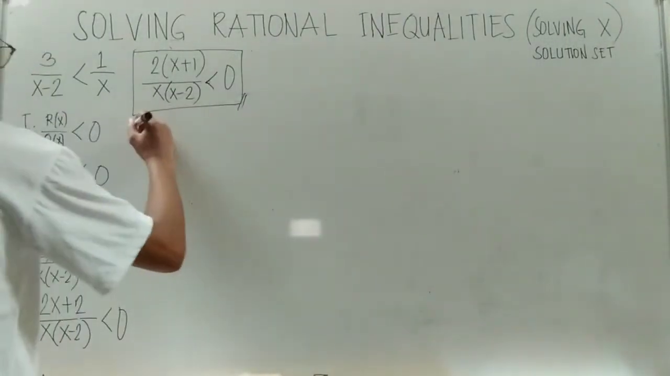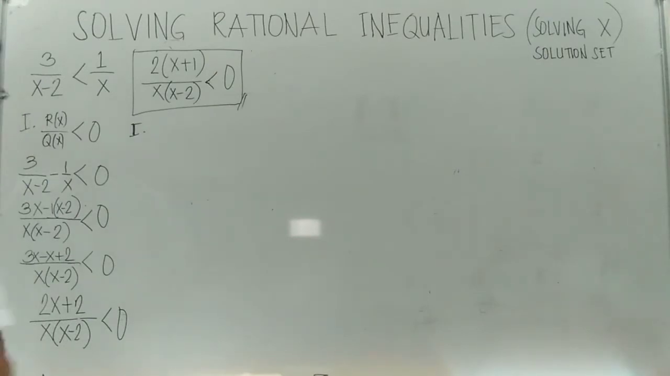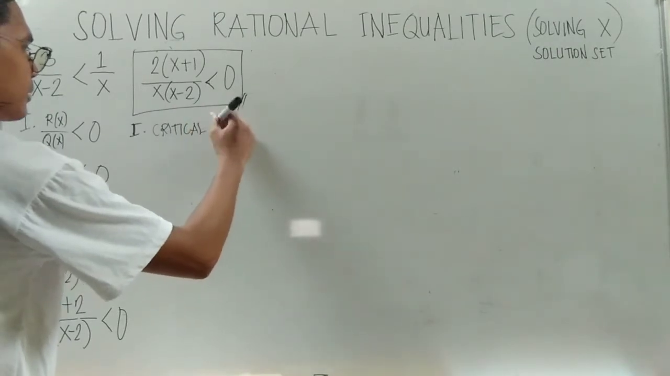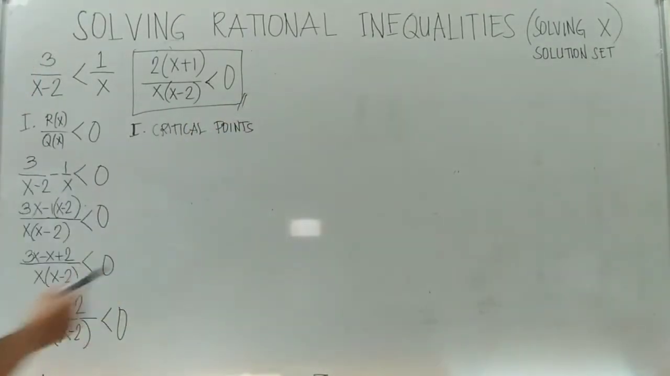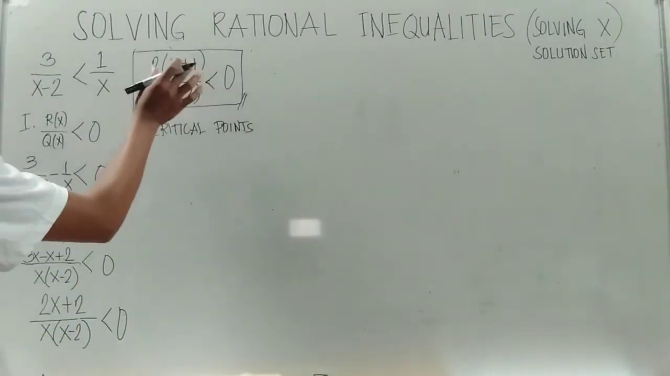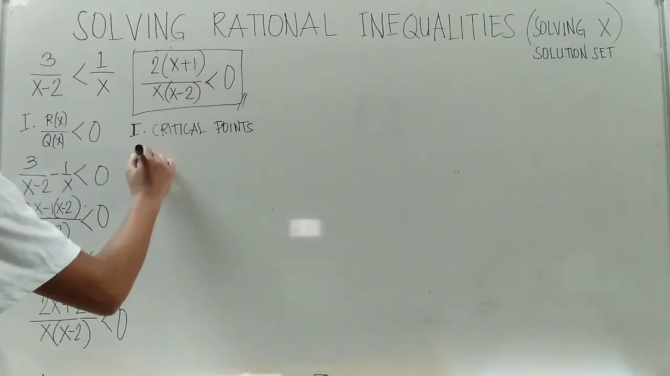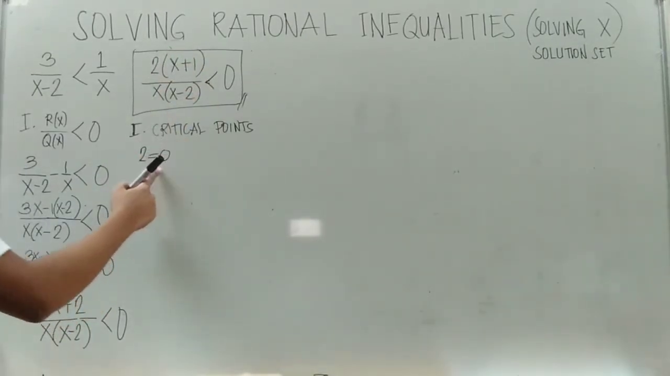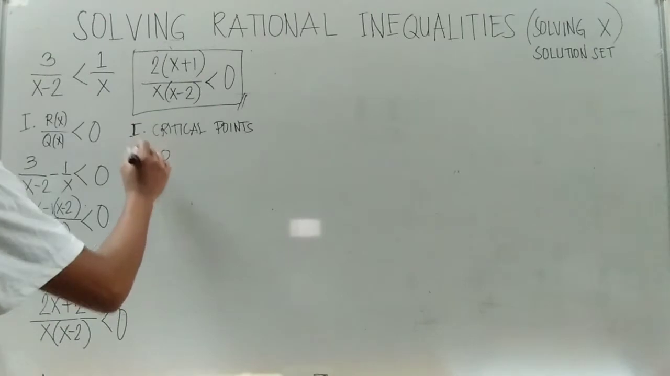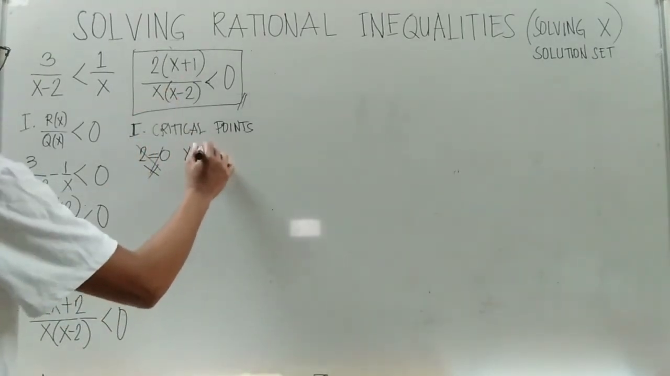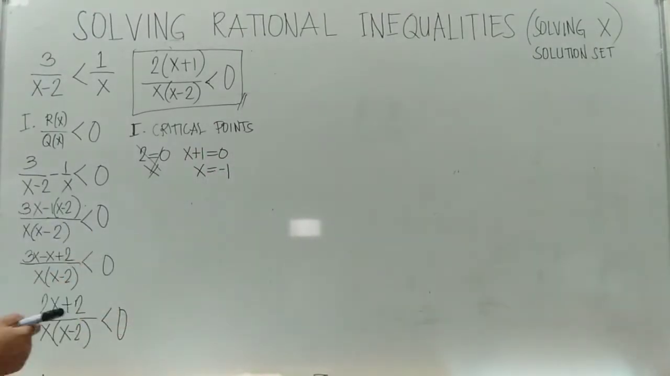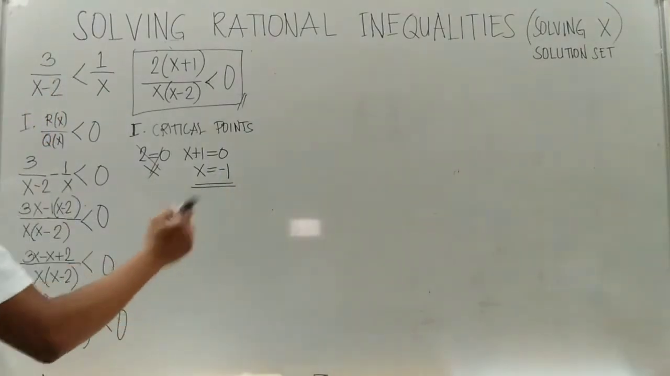So step number 2 is, again, your critical points. Critical points or critical values. Okay, so identify the factors of your numerator. So we have 2 equals 0. So it will be an error. So we will not use this one. Another factor is x plus 1. Equate it to 0, then solve for x. So we have x equal to negative 1. So we will use this one.